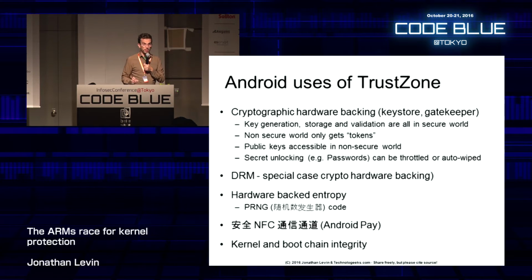But that's only one of the things you have. You also have DRM, which could be considered as a special case, because DRM is the case where we have digital rights management. We have some stream, and that stream is encrypted with a key. Obviously, if somebody has rooted their device, they would be able to access the key, but not if that key is somehow funneled into TrustZone. We also have hardware-backed entropy, and this is what we call a PRNG, a pseudo-random number generator.